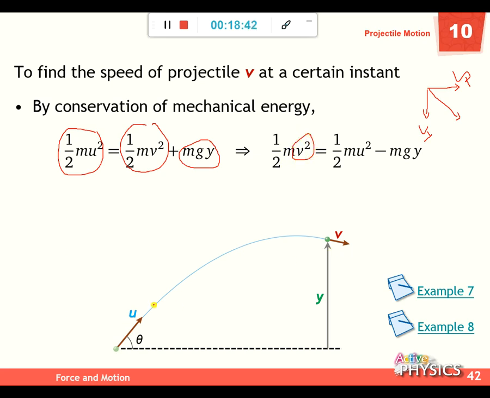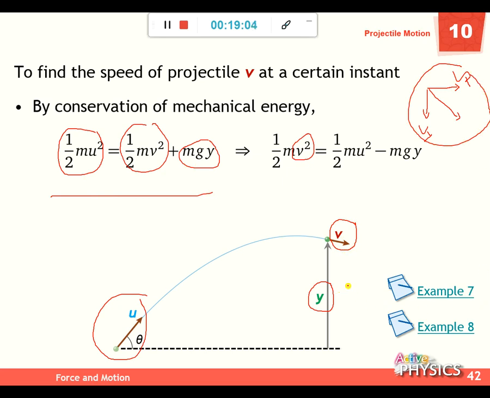Look at this diagram. The question gives you u and theta. It asks you, where is it? Y. Okay, measure from the reference point. Then using this equation, only one equation, you can find out v. Okay, this one seems to be simpler than this.